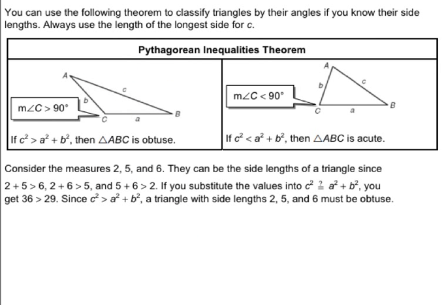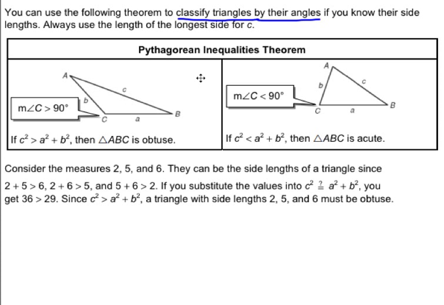This is also used when we classify some of those strategies to classify what type of triangle we have. This is extremely important. These are things that you're going to see in your quiz. You can always follow the theorem to classify the triangles by their angle measures. So as we've talked about so far this year, if you know their side lengths, you can use the length for the longest side for c.